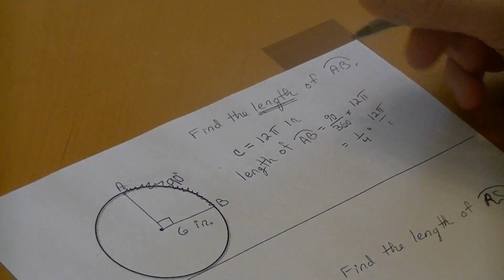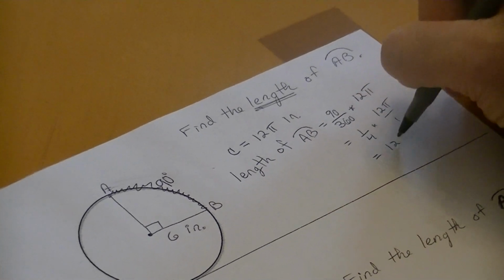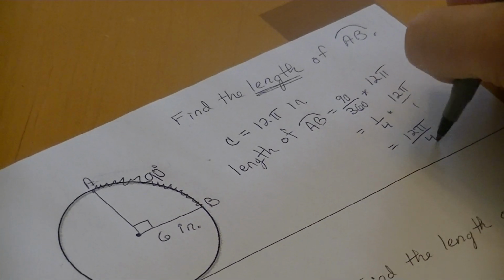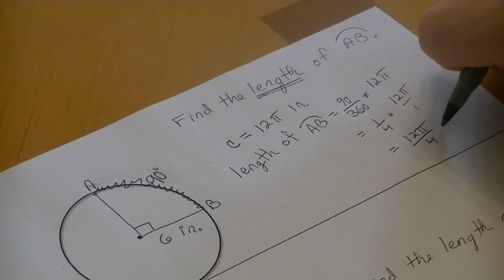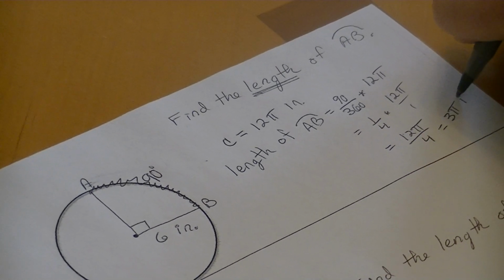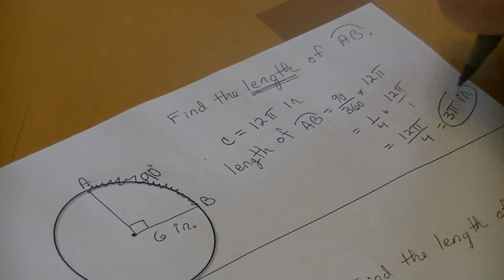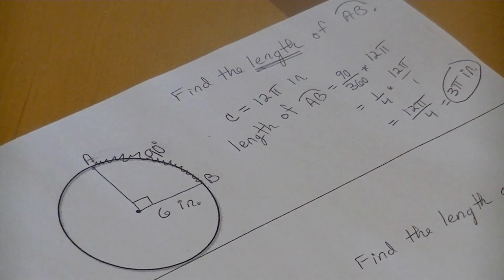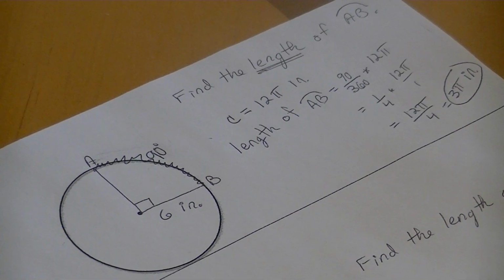So I can multiply the numerators to get 12 pi. I multiply the denominators to get 4. 12 divided by 4 is 3. Final answer, 3 pi inches. That's how long it is around the circle from A to B. Just a fraction of circumference.